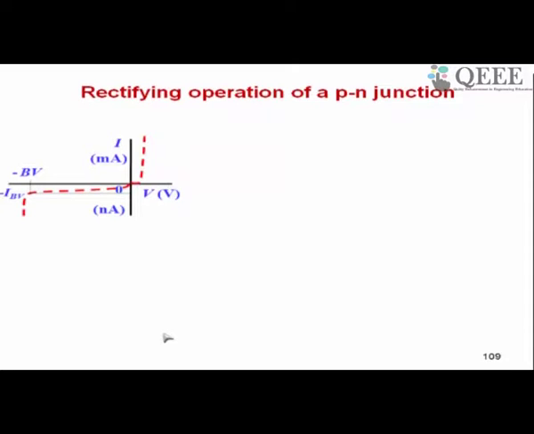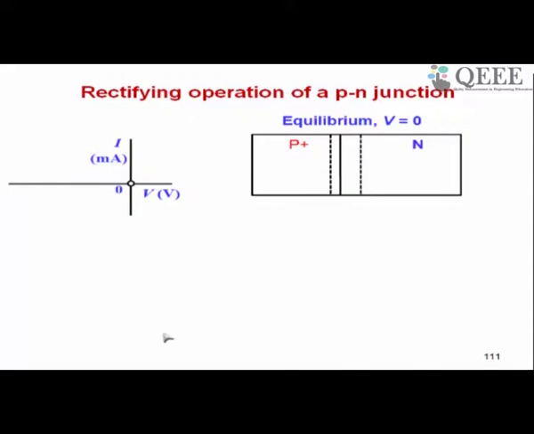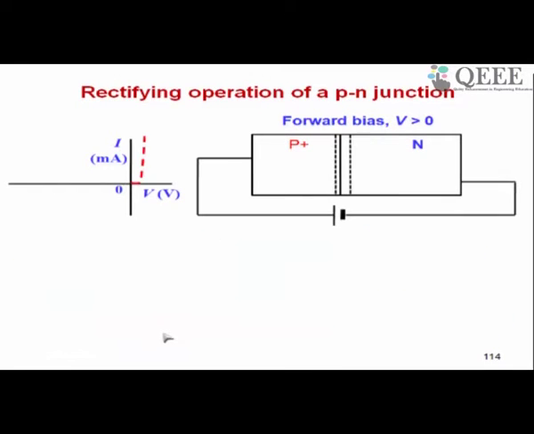Now let me recapitulate what we did in the operation of a p-n junction, so that I can then build up from there and discuss how bipolar junction transistor works. So we explained the operation of a p-n junction as follows. Under equilibrium, a space charge region is created. In this space charge region, the drift and diffusion are in exact balance.